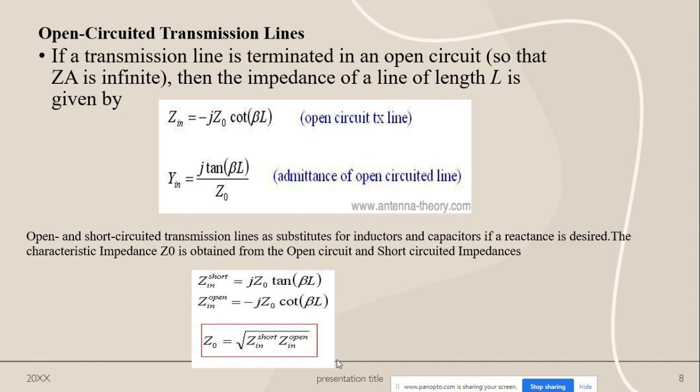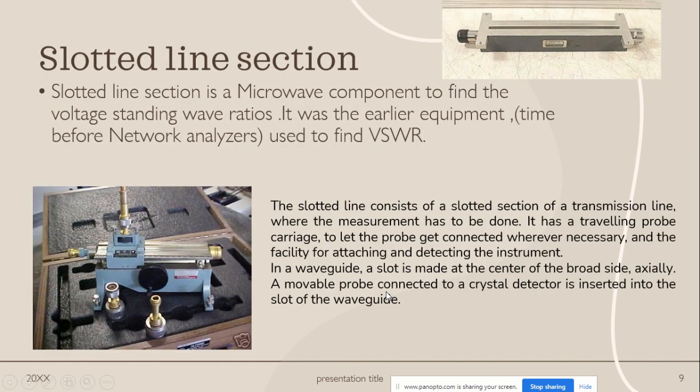So how do I find Z0 from this? Z0 is nothing but the square root of ZSC times ZOC. Now we'll go to the next topic, slotted line section. A slotted line section is a microwave component. It is used to find the VSWR.